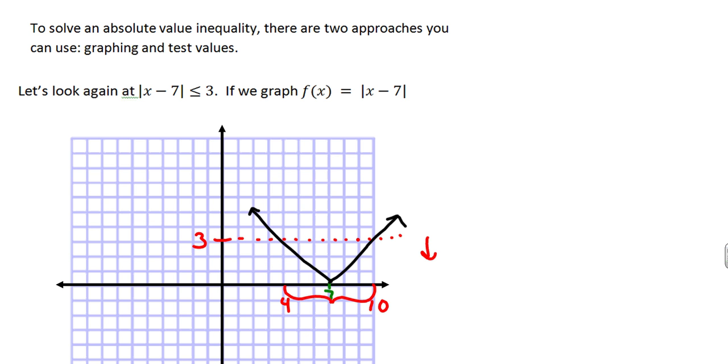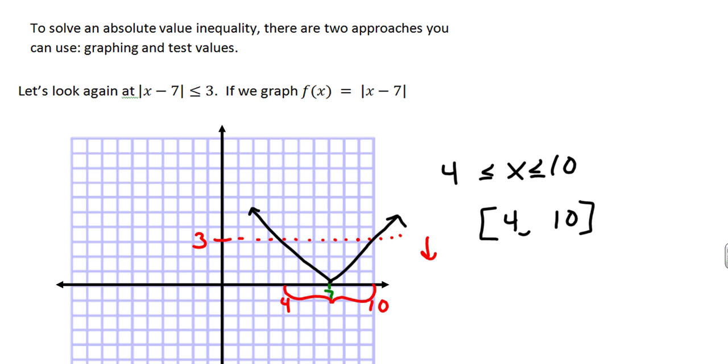We were looking for, in this original problem we were describing, when is the distance from 7 less than or equal to 3, and that was between the numbers 4 and 10. So our solution to this would be, using interval notation, the interval from 4 to 10, including the 4 and the 10.